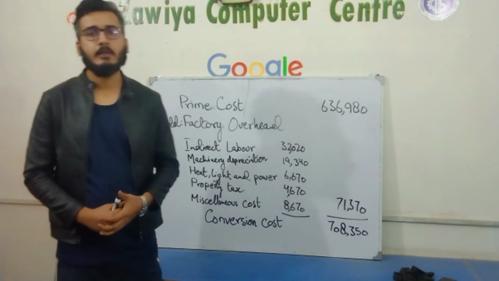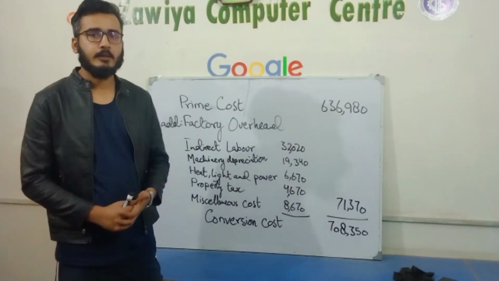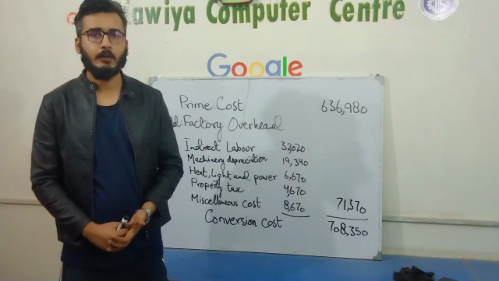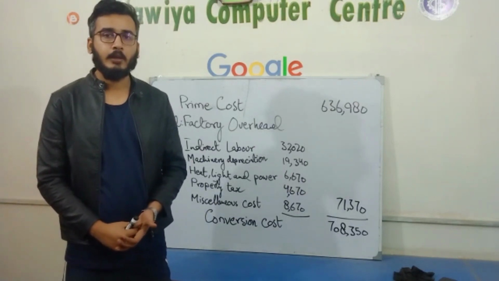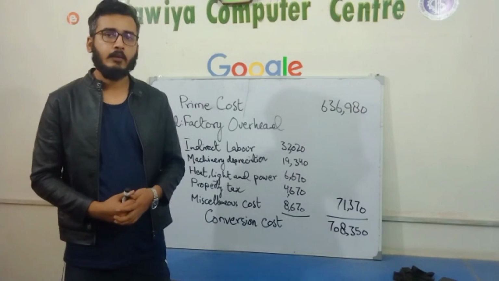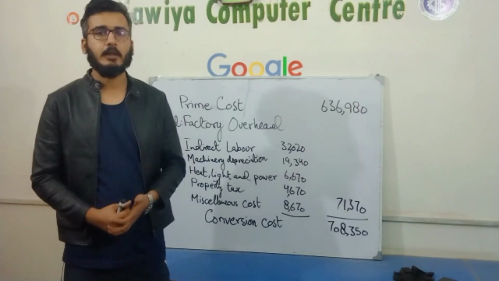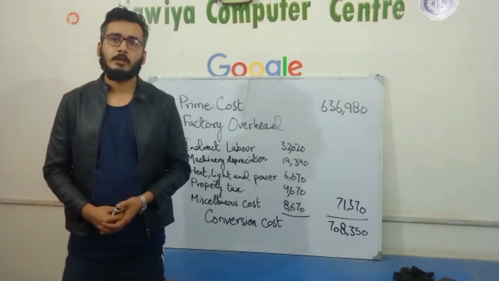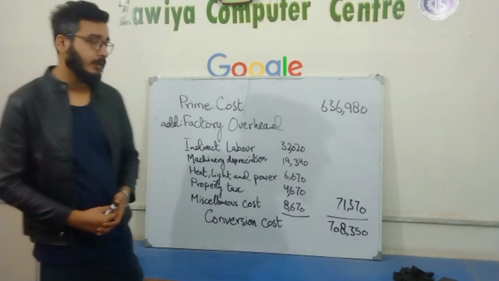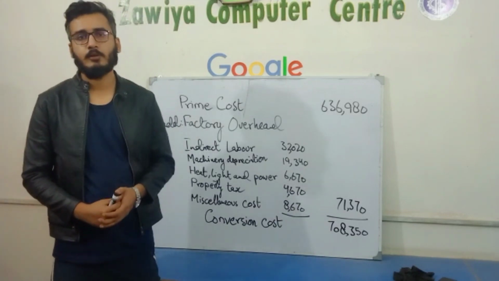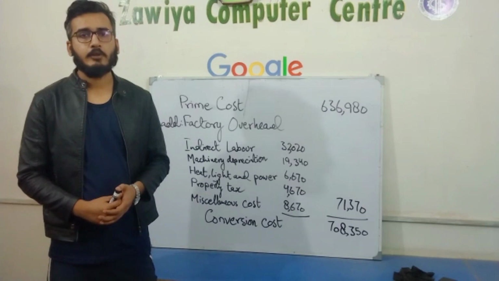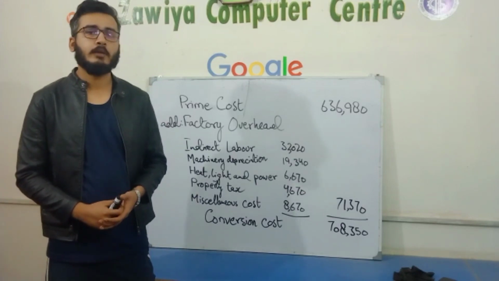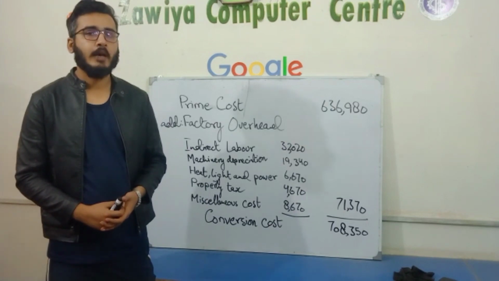So we have expenses in the factory overhead list. Number one, we have indirect labor. What does indirect labor mean? Indirect labor means the labor which was not directly involved in the production, but it was necessary for the cost of the labor to be incurred. Then we have machinery depreciation, as the machinery was used in the factory and it should be part of the cost of product. Therefore, the machinery depreciation should be added.